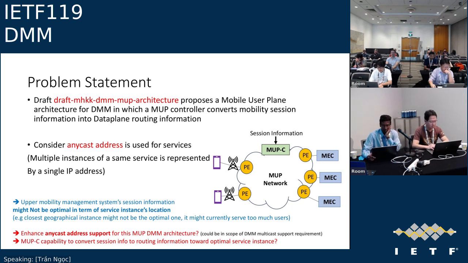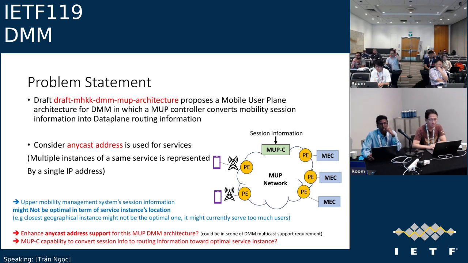So our draft directly targets the MAP architecture that was presented in the previous presentation. The scenario we consider here is anycast address service, which means that multiple instances of the same service are represented by a single IP address. In this case, the mobile network needs to choose one of the available service instances to serve the user. The current MAP architecture converts the session information from the upper mobility management system to data plane routing information. It might be that the service location decided by the upper session information might not be the optimal one.